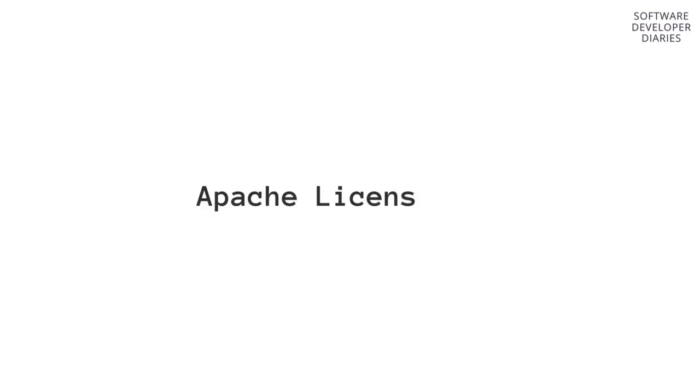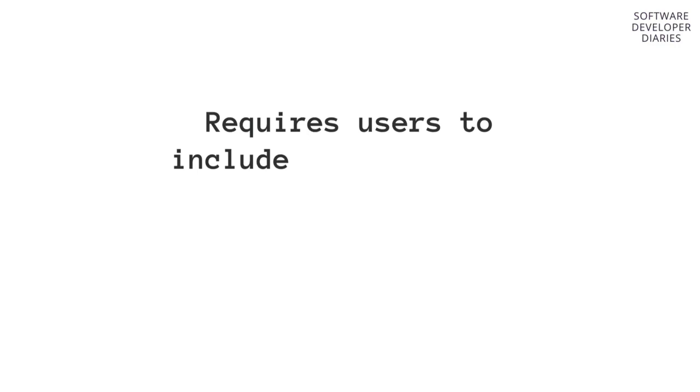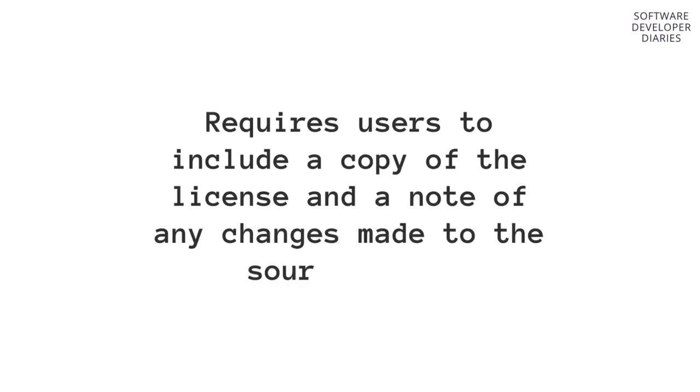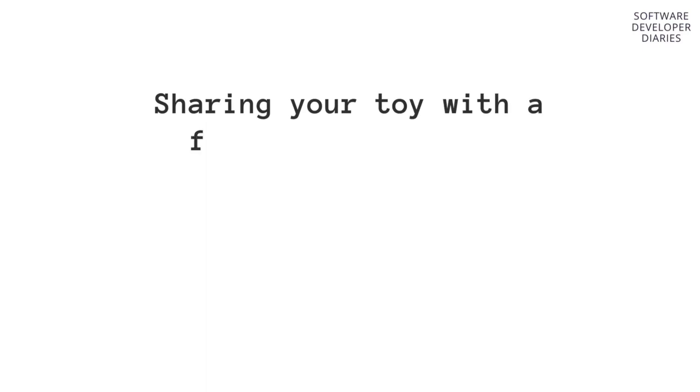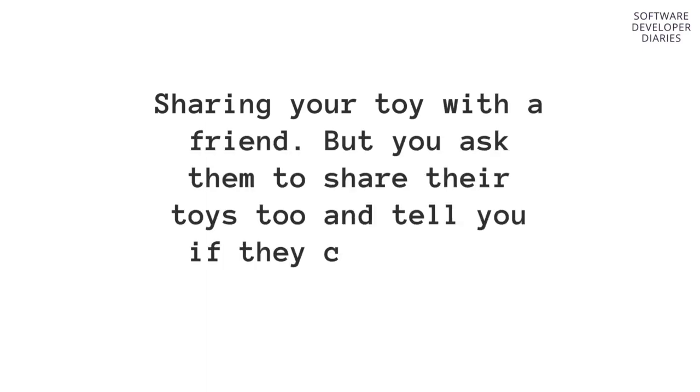The next one is Apache license 2.0. The Apache license is also quite permissive, although there is one difference compared to the MIT license. The main difference is that Apache requires users to include a copy of the license and a note of any changes made to the original software or the code. It's like sharing your toy with your friend, but you ask them to share their toys too and tell you if they change your toy.